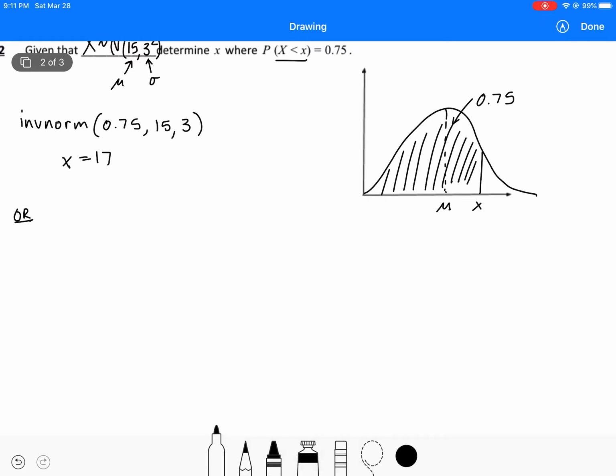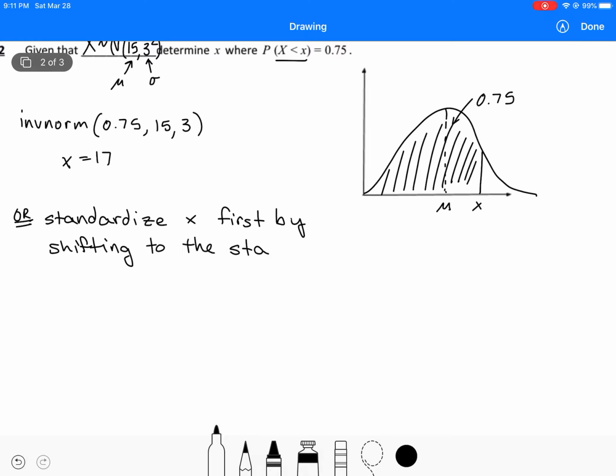You can also standardize. Okay? Sometimes people like to standardize things because it makes it easier to compare data later on. So, or you can standardize x first by shifting to the standard normal distribution. This is a really good exam type question because you're often asked to find something that you don't know.